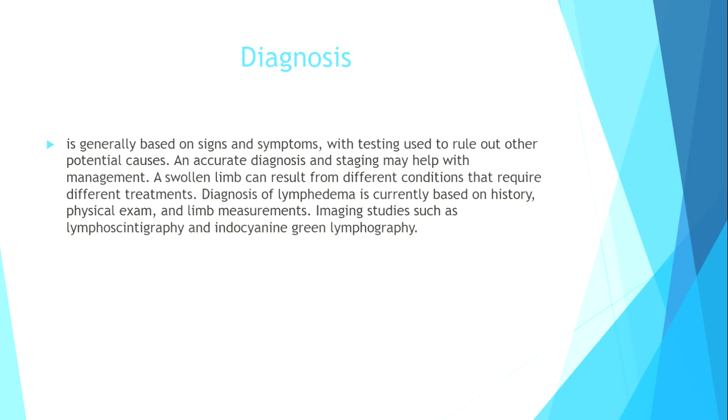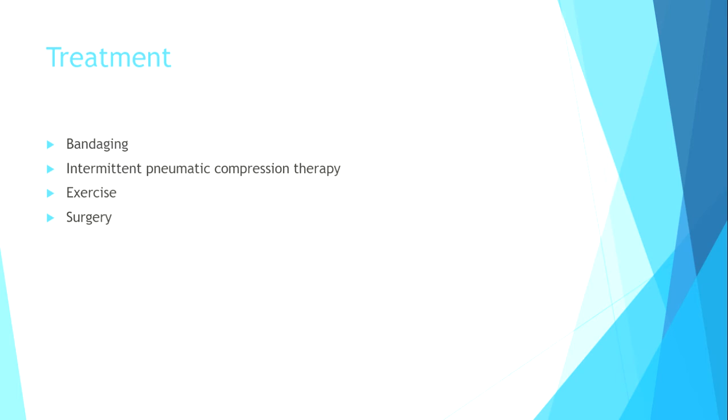Diagnosis is generally based on signs and symptoms with testing used to rule out other potential causes. An accurate diagnosis and staging may help with management. A swollen limb can result from different conditions that require different treatments. Diagnosis of lymphedema is currently based on history, physical exam, and limb measurements, and imaging studies such as lymphoscintigraphy and indocyanine green lymphography. Treatment: bandaging, meaning compression, intermittent pneumatic compression therapy, exercise, or surgery.